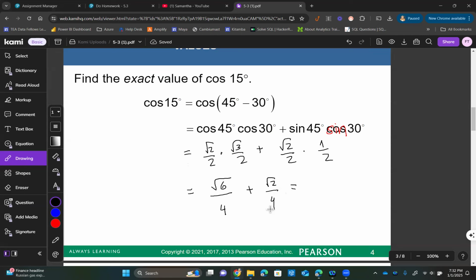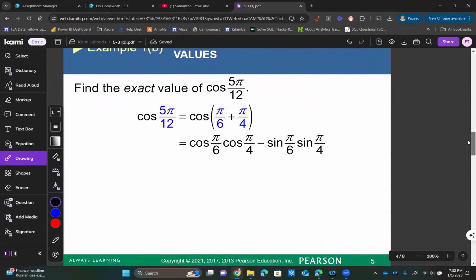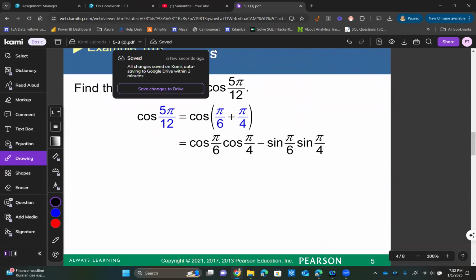But if MyMathLab requires you to write this answer as one single fraction, you can also combine root 6 and root 2 in one fractional notation with a common denominator of 4. This will be the expected answer for cosine of 15. And this is how we use the difference formula for cosine. We have another example here.